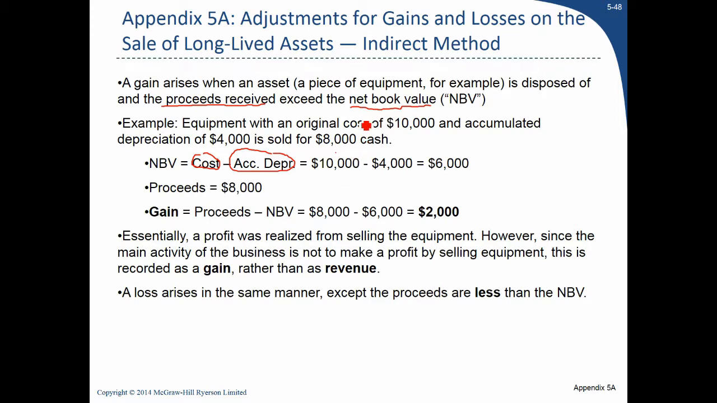Okay, so if we bought this originally for $10,000 and we sold it for $8,000, you might think, oh, that's a loss of $2,000. No, because we've depreciated already $4,000 of it, so its net book value is actually $6,000. We actually have a gain of $2,000 here.